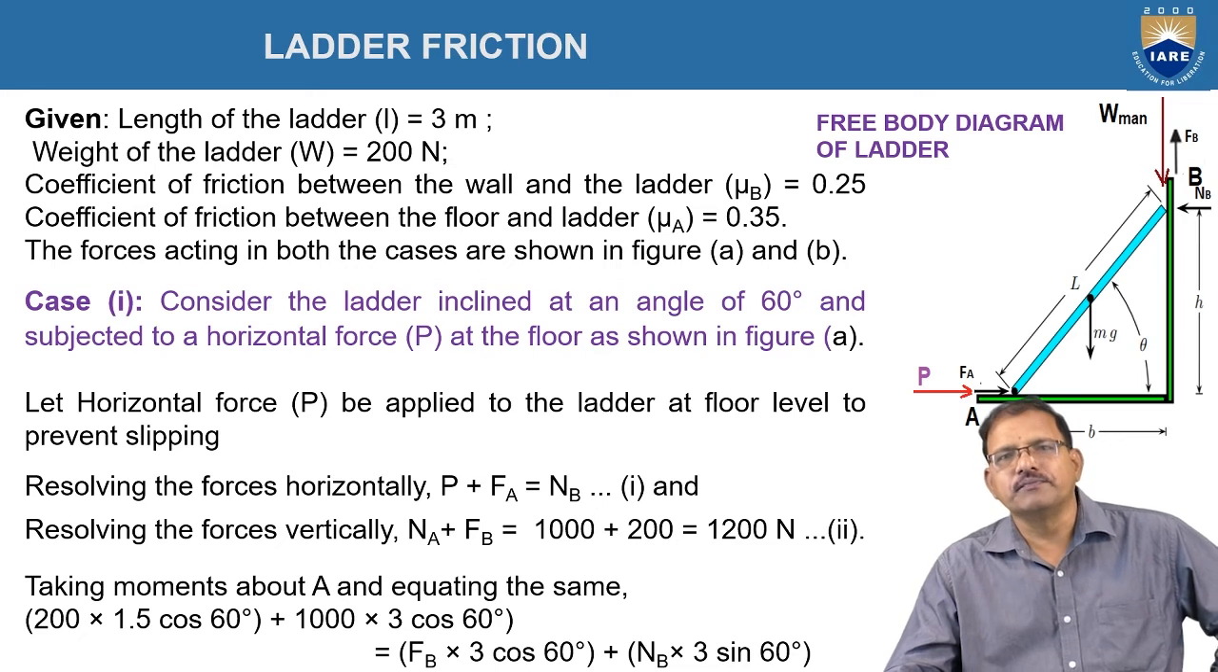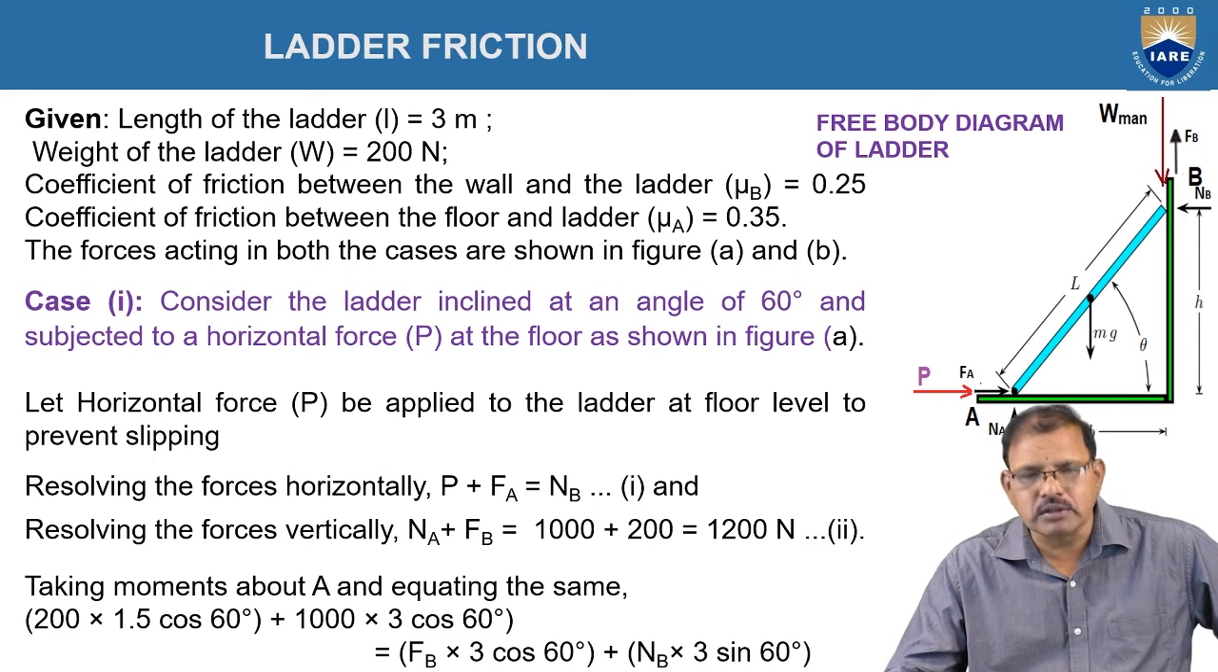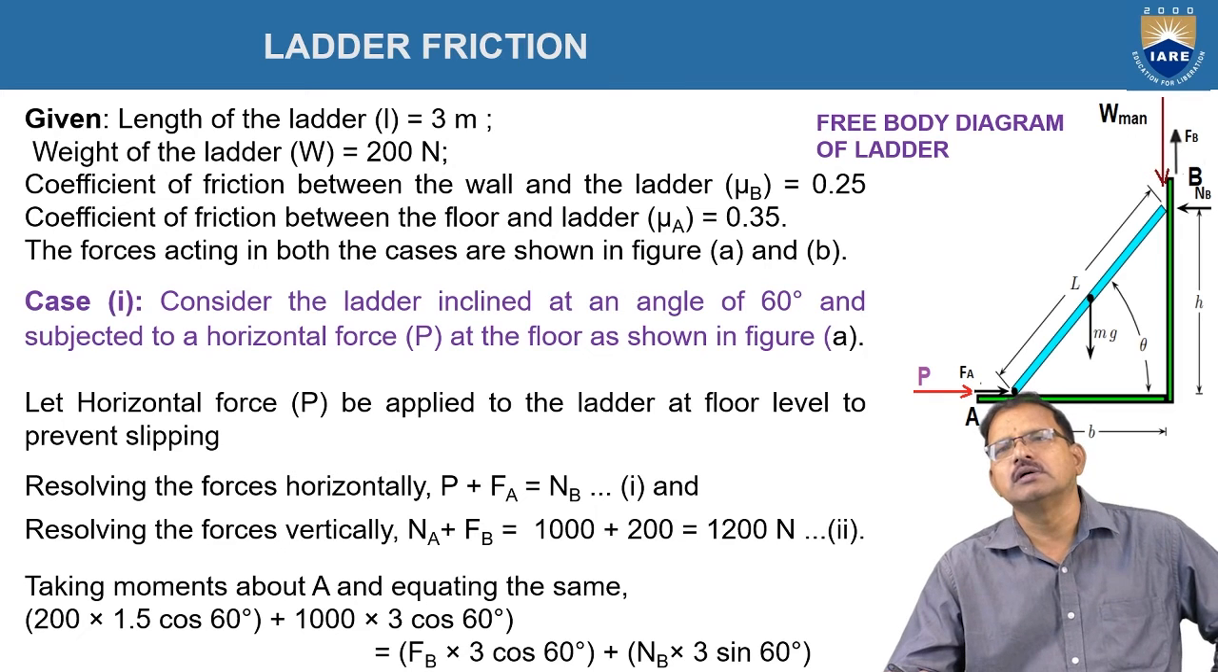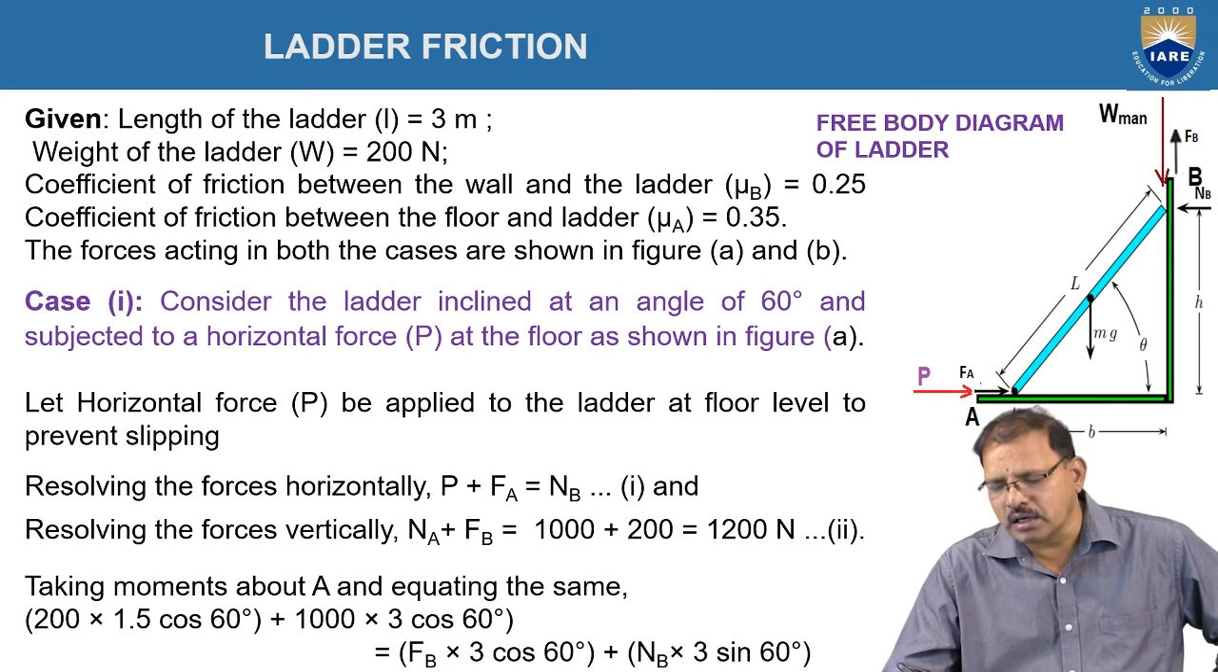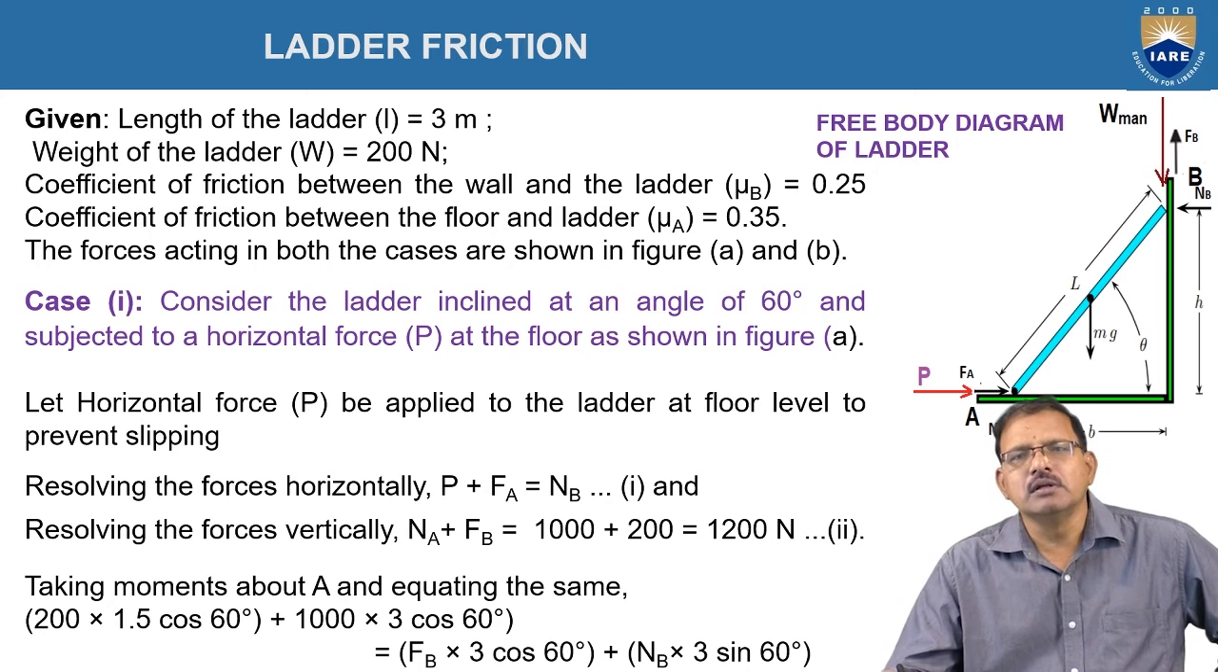So the given data in this problem: length of the ladder is given 3 meters, weight of the ladder is given 200 newtons, which always acts in the midpoint of its length. The coefficient of friction between the wall and the ladder is given 0.25. The coefficient of friction between the floor and the ladder is 0.35. The forces acting on both the cases are shown in figure A and B now. Now, case 1.